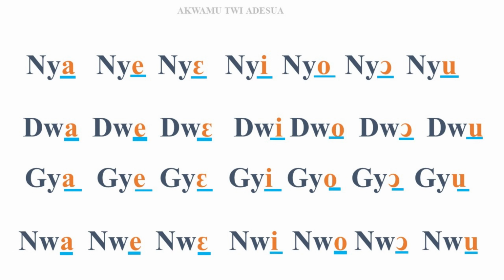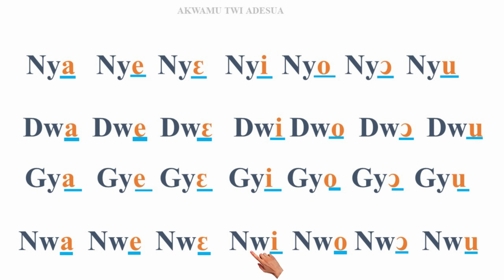We also have the sound like the N and then the W. The N and then the W will also give us the N sound. So when we introduce the vowels to it, the vowel sound A to it will give us Nya. Then we have Nye, which is the E to it.